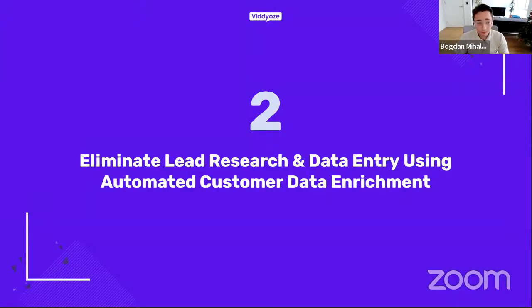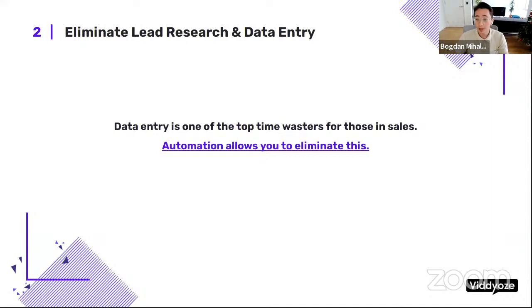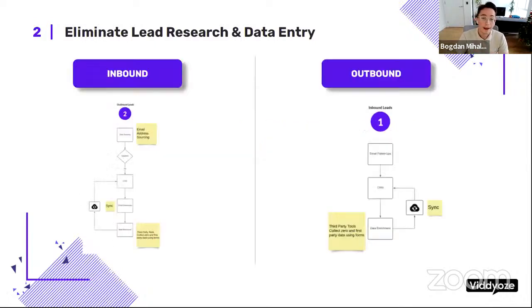Moving on to number 2, which is how marketing automation can help you increase sales: eliminate lead research and data entry using automated customer data enrichment. Data entry is one of the top time wasters in sales. Automation allows you to eliminate this. And I want to have a look at 2 very different situations, how I would cut some of the lead research and data entry using automation.